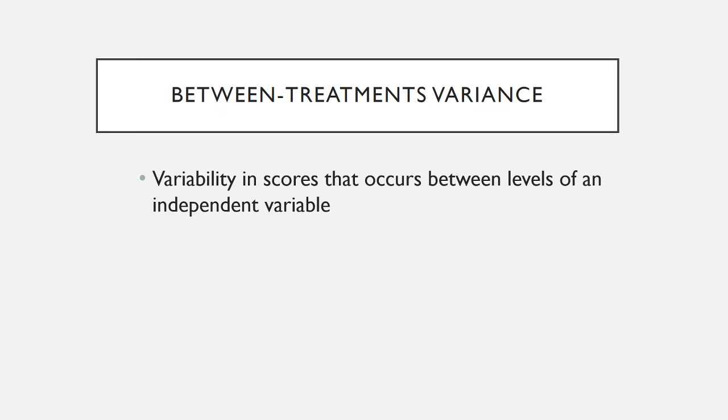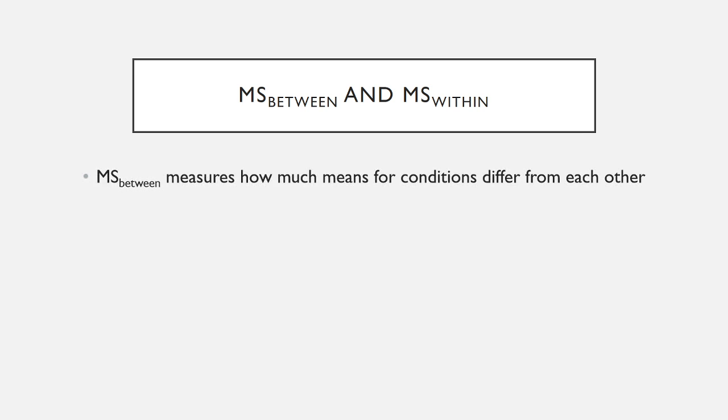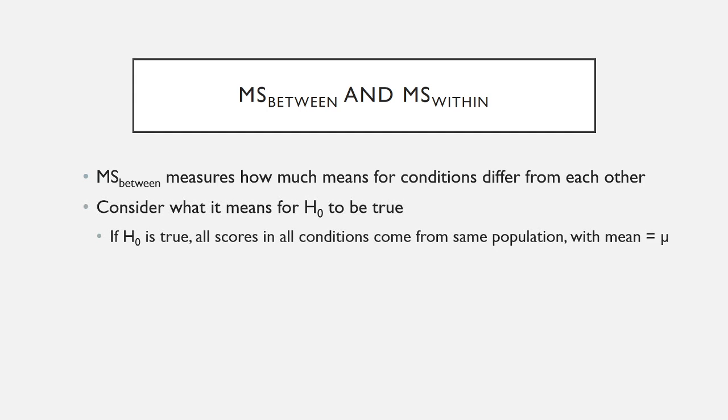Okay, so again, variability in scores that occurs between levels of the independent variable, the stuff you actually care about, we're going to refer to this as our treatment variance, otherwise called your mean square between term. So your estimate of just how much between treatment variance there is going to be quantified as this MS between. Okay, so MS between is a measurement of how much the means for the conditions differ, the stuff you care about.